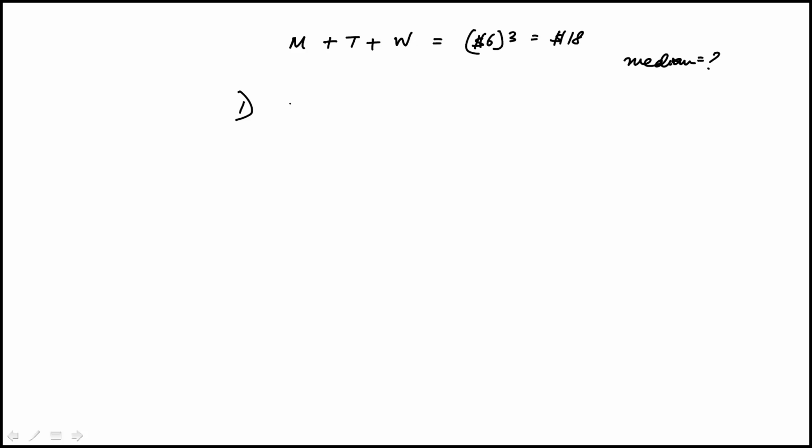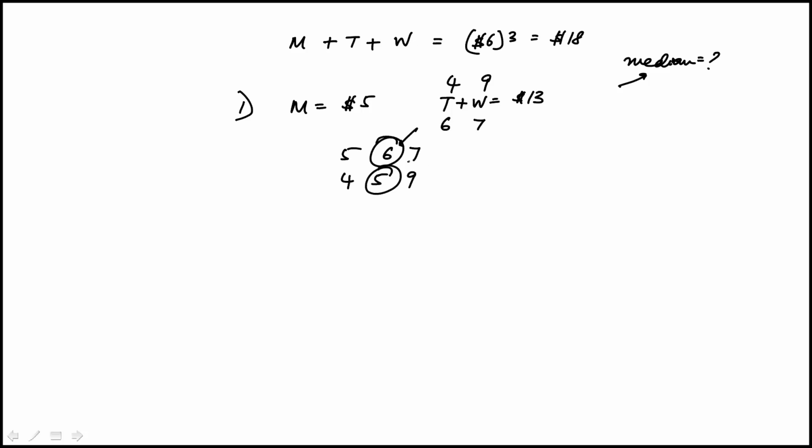Start with statement 1, which says M, the cost of John's lunch on Monday, was $5. So if I replace that here, I get T plus W is 13. I want to see quickly, can I come up with examples that give me two different values? For example, it could be 6 and 7. So these are three values, and my median is 6. Could be 4 and 9. In this case, it would be 4, 5, 9. I have two different values for the median. One is insufficient.